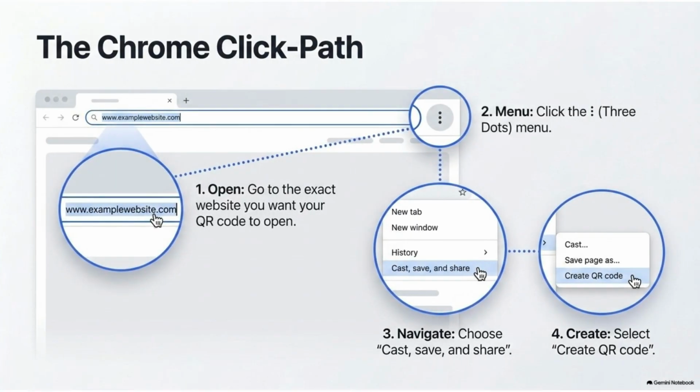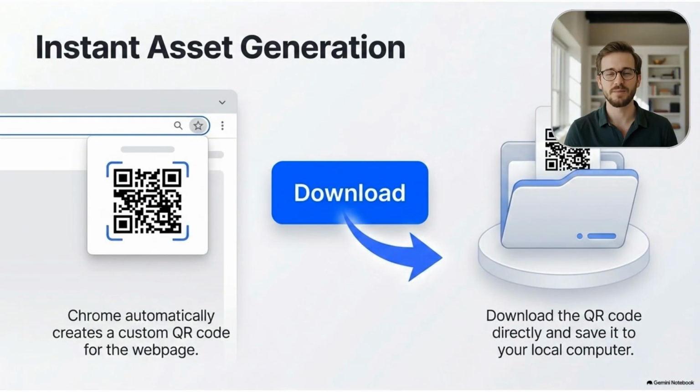Simply navigate to the website you want to share. Click the three-dot menu in the top right corner. Select Cast, Save, and Share, and then choose Create QR Code. Once Chrome generates the custom QR code for your page, you can easily download it and save the file directly to your local computer for later use.